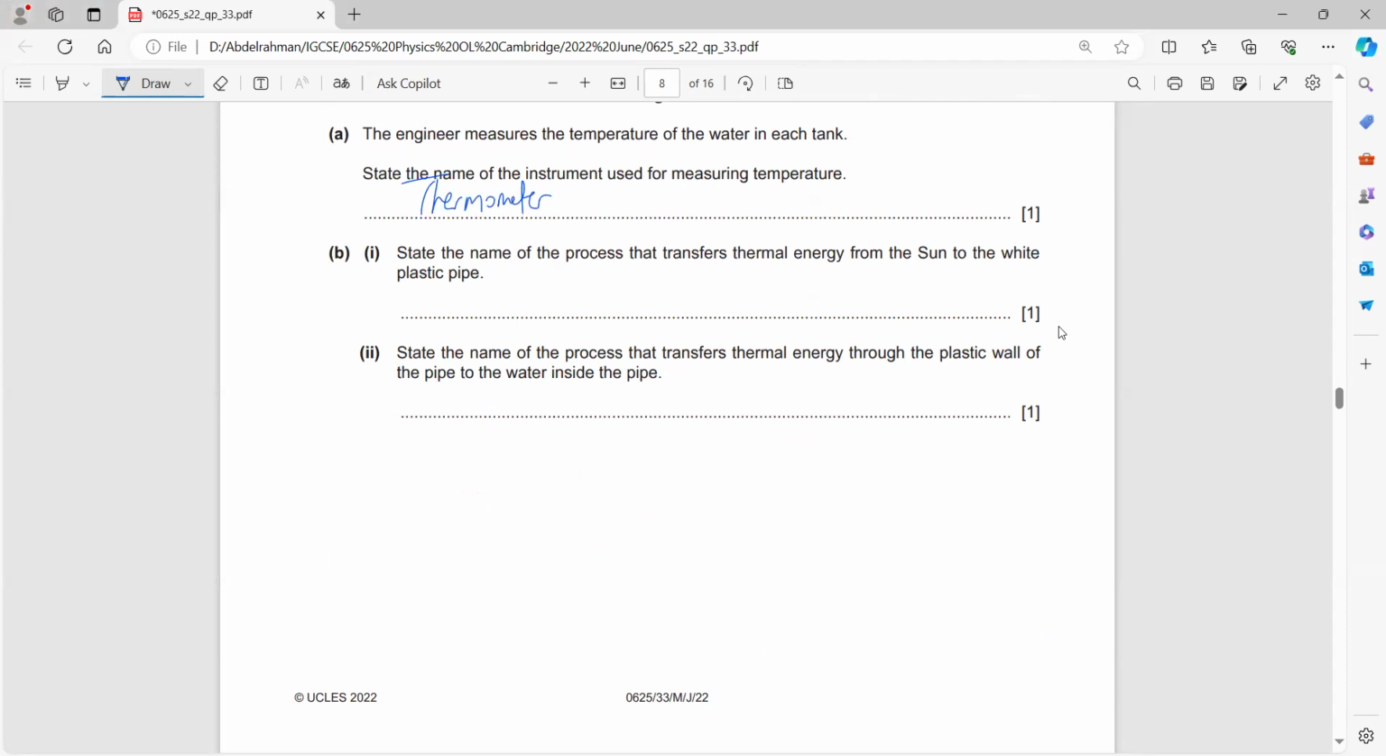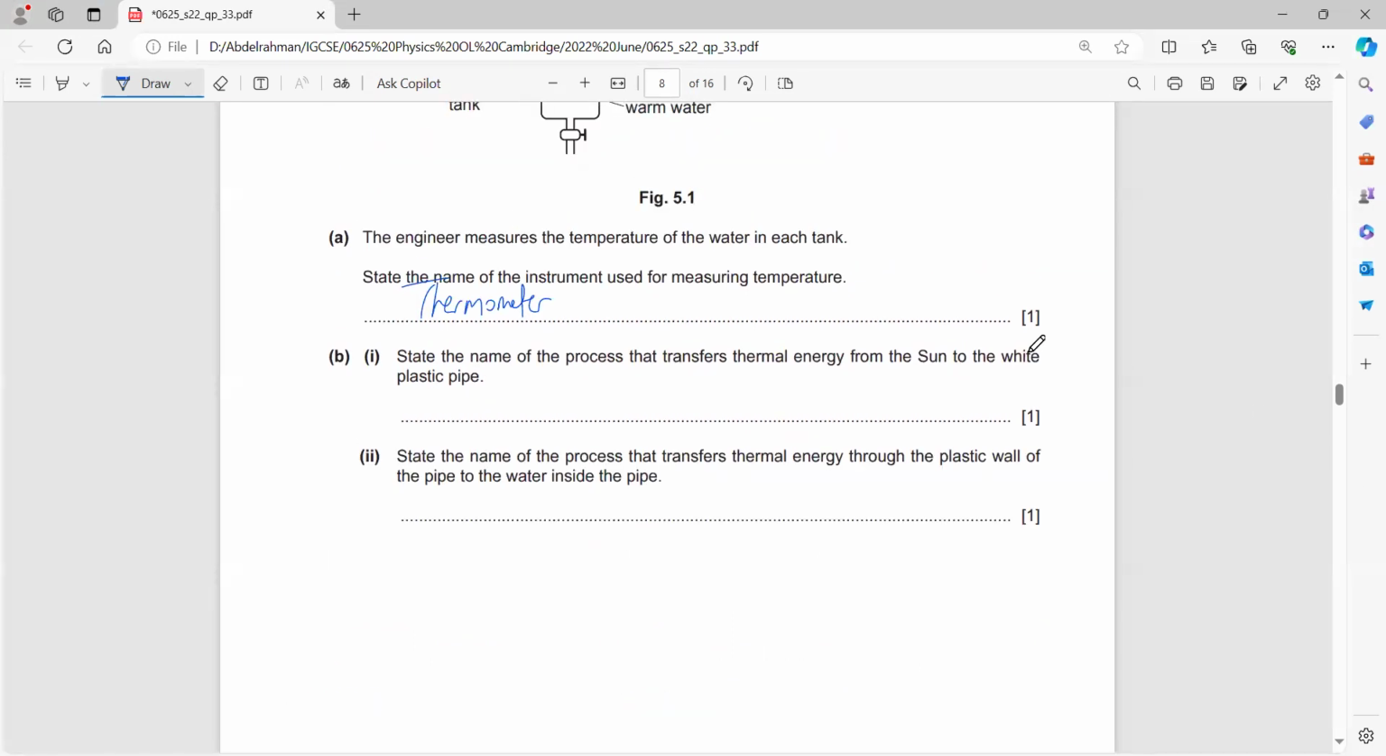State the name of the process that transfers thermal energy from the sun to the white plastic pipe. Infrared radiation. Yes, bravo. Infrared radiation.